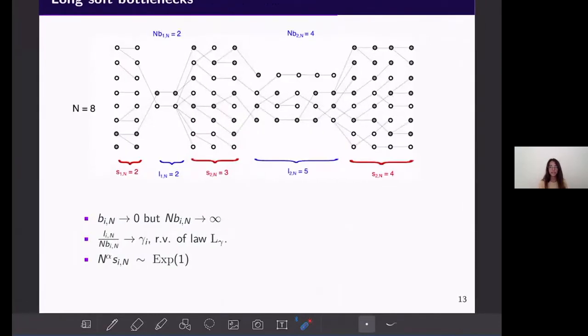Now I will start the second part of the talk about Wright-Fisher models with long soft bottlenecks. I will focus on the particular case where L_i, the duration of the bottlenecks, divided by N times B_i, the population size during the bottlenecks, converges to a certain random variable that has a limiting distribution L_gamma when N tends to infinity. And the time between 2 bottlenecks has, in the limit, an exponential distribution.